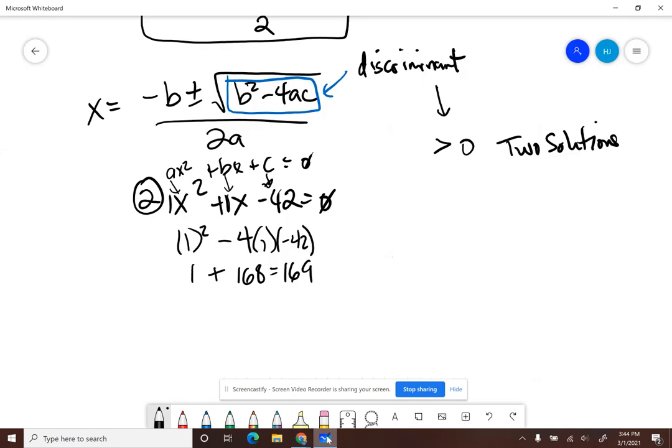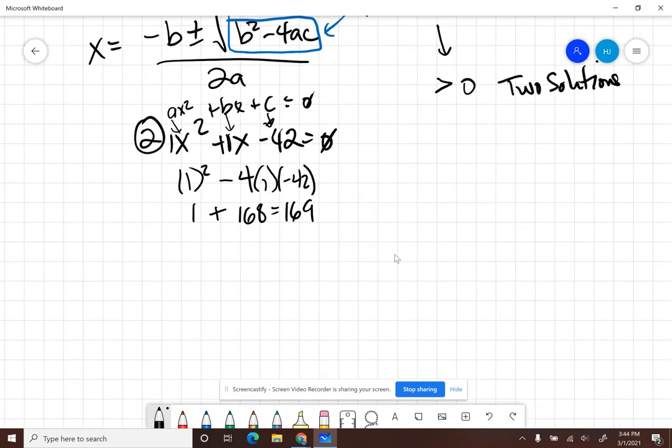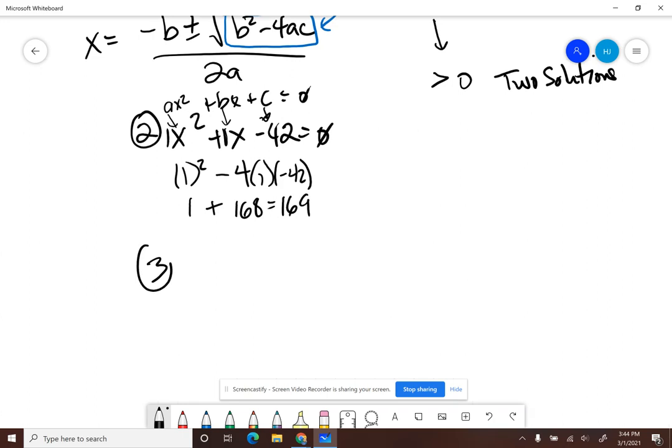So anytime you're dealing with a quadratic and you're looking to figure out how many answers it is going to have, you can just do the discriminant. And if the discriminant is greater than 0, then you have 2 solutions. So let's look at another example here. We'll call this one number 3. So number 3, we have x squared equals 18x minus 81.